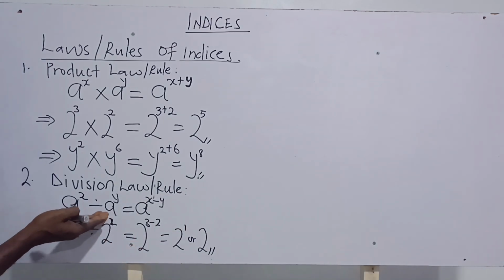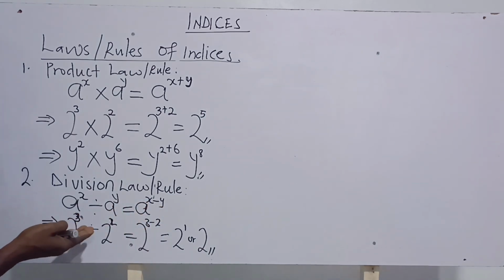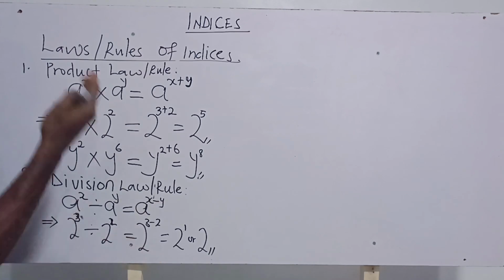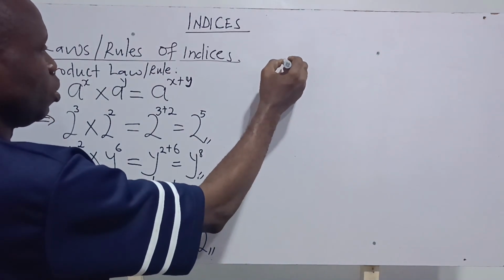So when you have a division, you have to subtract the indices. This is the divisional law of indices, the second rule of indices. So we move on to the third rule, which is power rule.